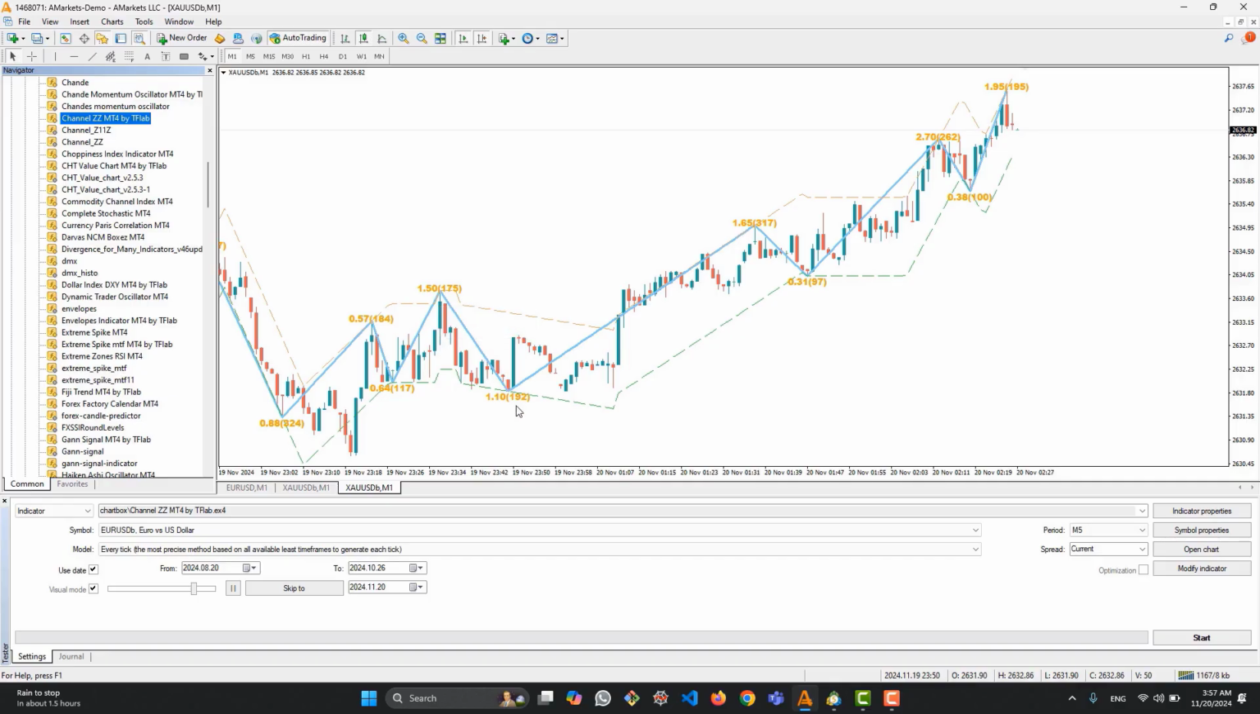in the last leg of the zigzag in points, and the number before it shows the ratio of the size of this leg, the last leg, to the previous leg.